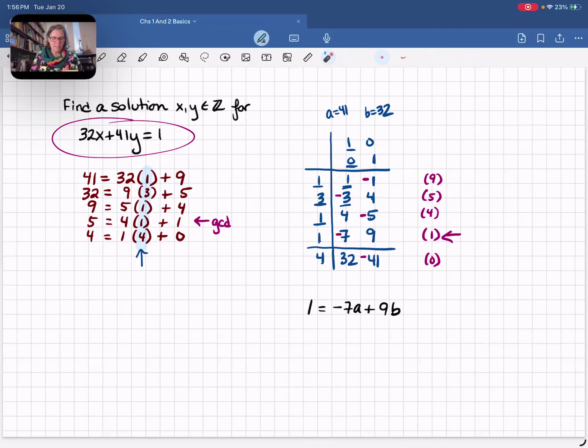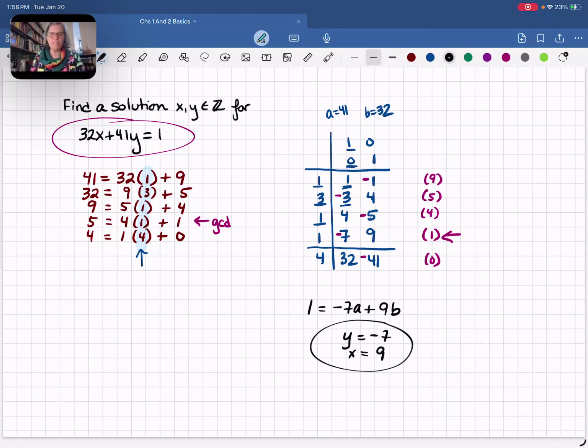So I could check negative 7 times A, which is 41, plus 9 times B, which is 32. I put it in my calculator, and I do get 1. Okay, I did it. Okay, and so what this tells me is that this negative 7 is the number that's being multiplied by 41, so y is negative 7, and x is positive 9. And that's my one solution.